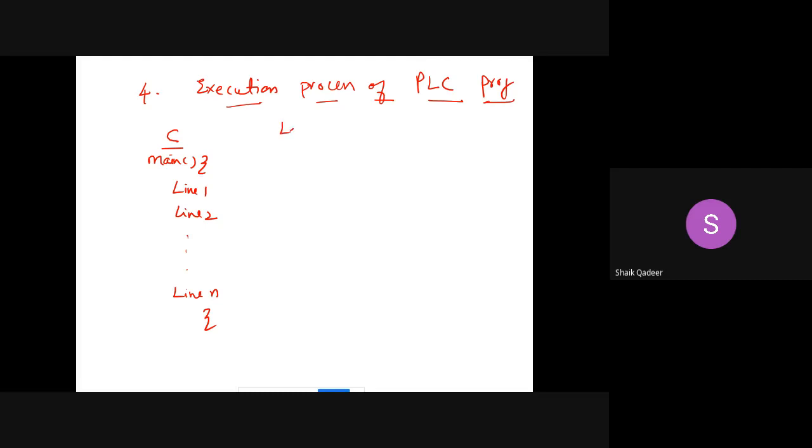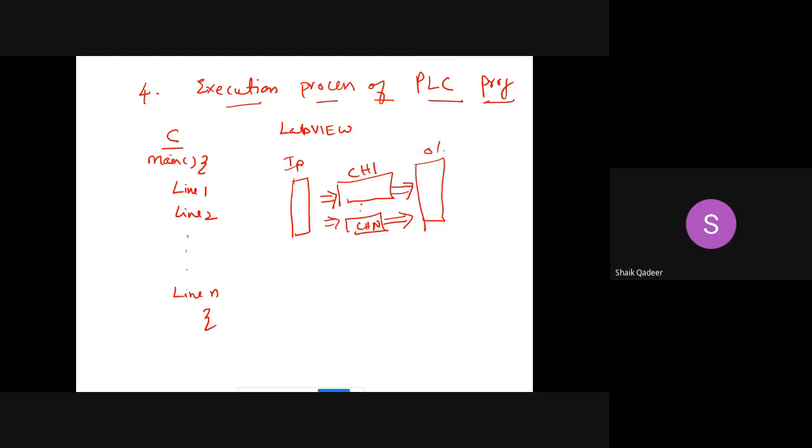How about a LabVIEW program? You all know, a LabVIEW program scans all inputs. Then channel by channel, channel 1, and so on up to channel n is executed. Accordingly, the outputs are updated. Hope it is clear to everybody.